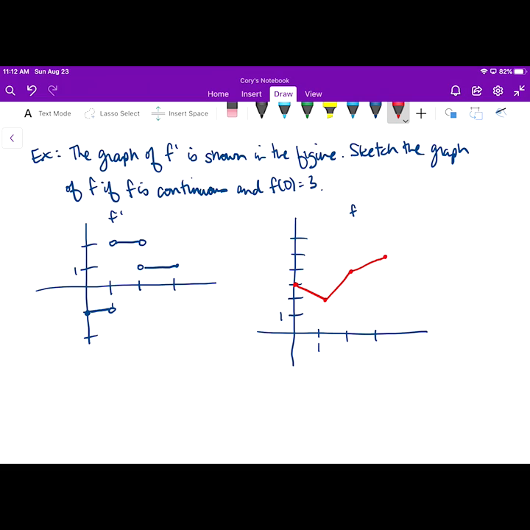Okay, so that's an example of taking a look at antiderivatives graphically. And I want you guys to be able to take what we're doing and apply it in different types of contexts like that.